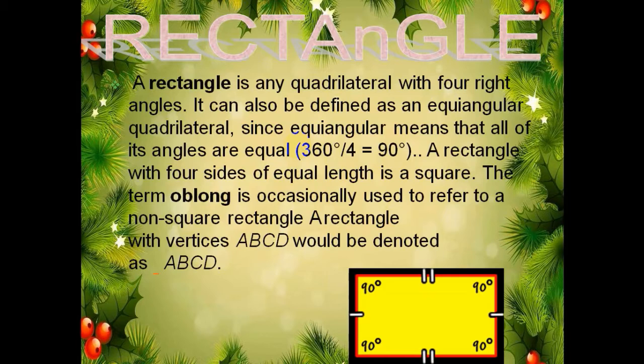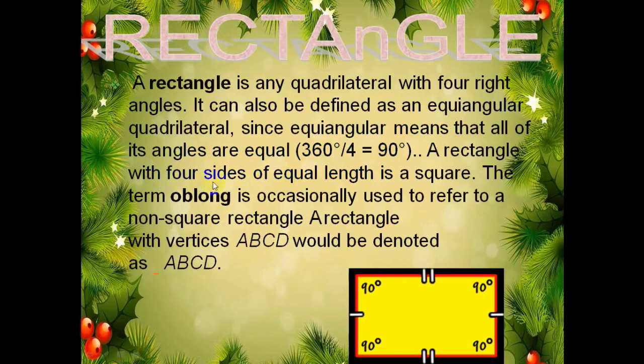So a rectangle is any quadrilateral with 4 right angles. It can also be defined as an equiangular quadrilateral. Quadrilateral means a closed geometrical shape which has 4 sides. Equiangular means that all of its angles are equal. 360 degrees divided by 4 is equal to 90 degrees.